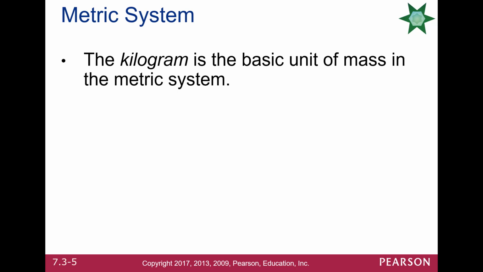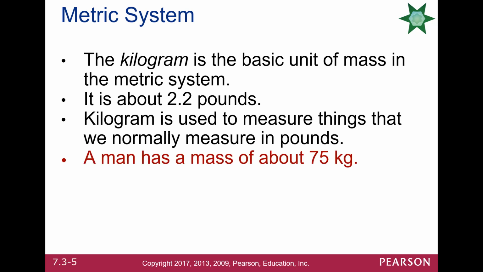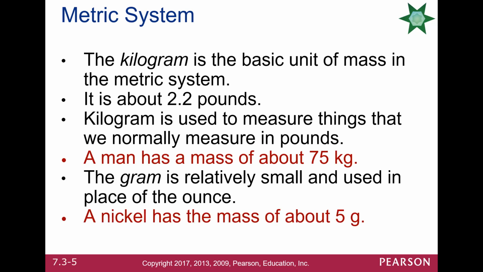A kilogram is the basic unit of mass in the metric system, whereas in customary standard measurements we're used to talking about pounds. A kilogram is 2.2 pounds. If you go buy a kilo of butter, you basically have the equivalent of almost 9 sticks of butter. A gram is relatively small, and we might use that for little things that you would normally weigh in ounces. For example, a nickel weighs about 5 grams.